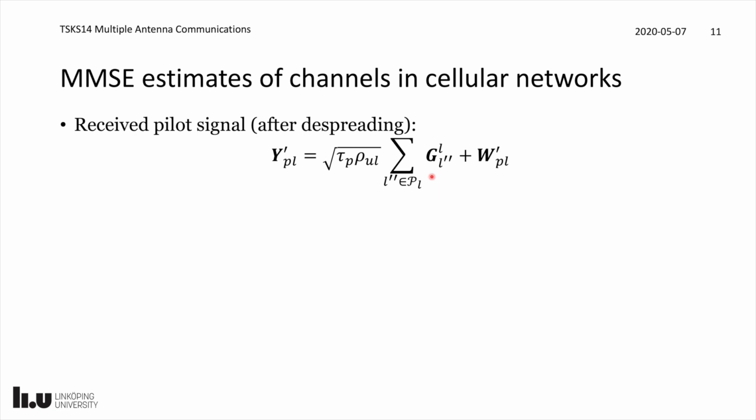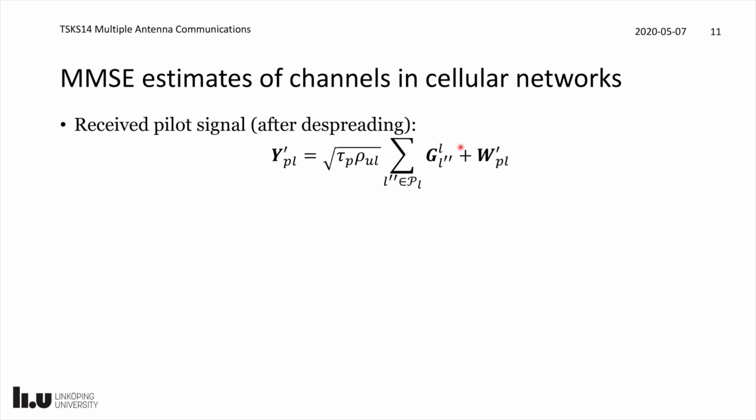itself. We have the channel matrix from the users in cell L', which was the cell index that we are summing over here, to the base station that is receiving in cell L. And here we have the scaling factor, the total transmit power times the length of the pilots, and we take the square root of that. And here we have the noise matrix containing independent Gaussian variables with unit variance.